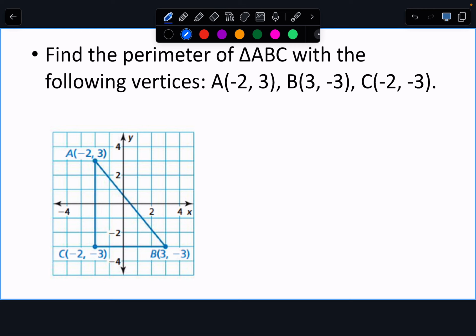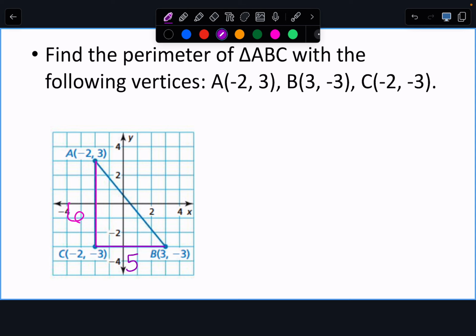Don't work harder than you have to, because right now, can we identify this distance right here? Yes. It's 6. Can we identify this distance right here? Okay. Without doing math, can we identify this distance?